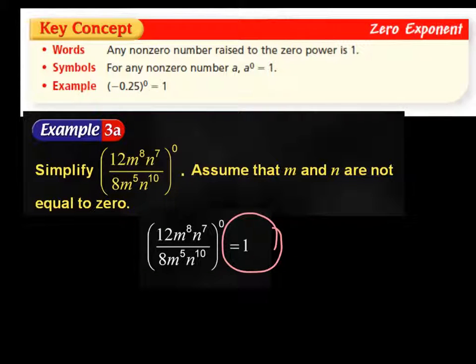I don't care if it's 12m to the 8th n to the 7th over 8, which I could have simplified all this stuff in here. Yeah, divide by 4, but you don't need to because it's all 1 anyway. So there will be someone that goes to all of this work and then goes, why isn't my answer right? Oh, because it's raised to the 0 power. Anything to the 0 power is automatically 1. You can just write down your answer, you're done.